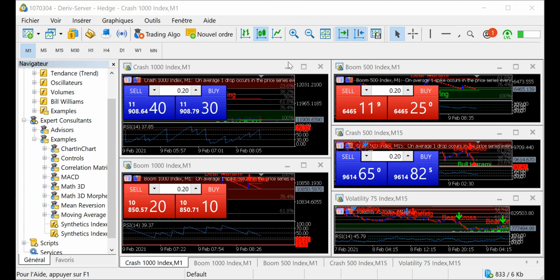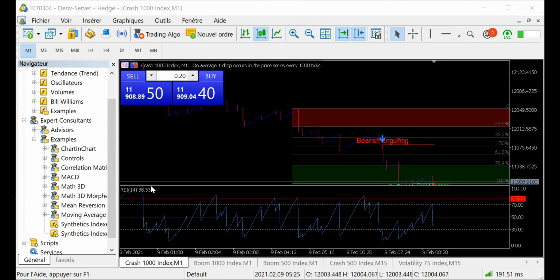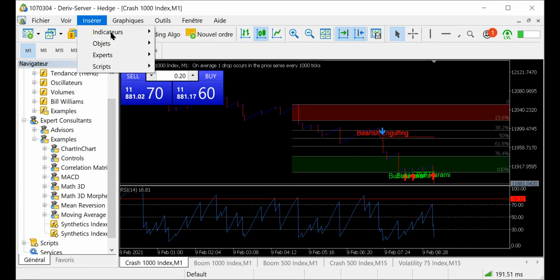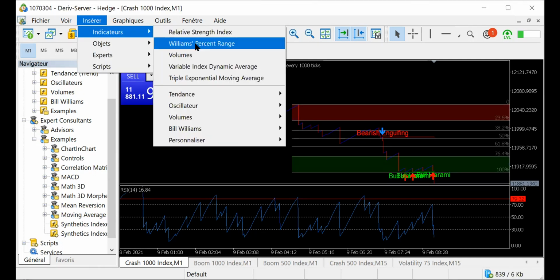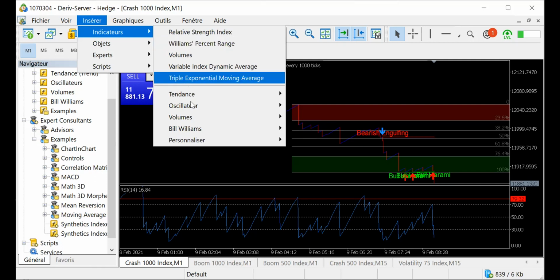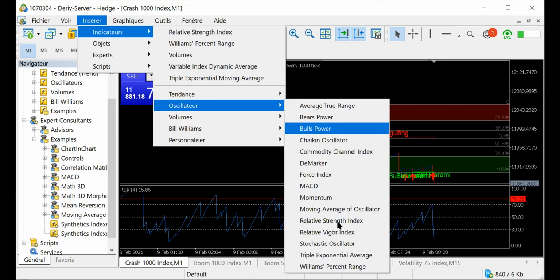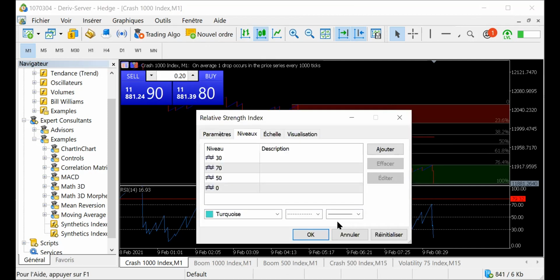The Relative Strength Index. Let me show it here, this one. You can get it through these indicators here. Don't forget, the Relative Strength Index is an oscillator. You can get it here, in oscillators, and download it. You understand? Thank you very much.